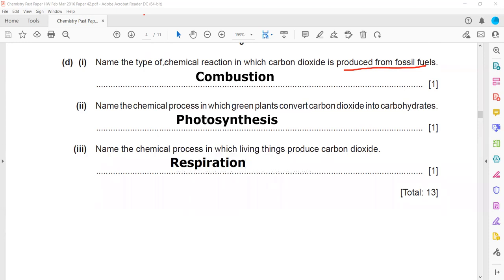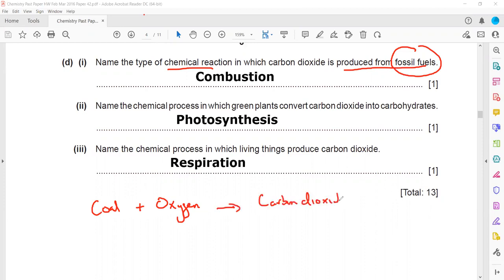The first part: name the type of chemical reaction in which carbon dioxide is produced from fossil fuel. Fossil fuel means something like coal. So when we have coal, we burn it in the presence of oxygen. It produces carbon dioxide. So what do we call this reaction when coal is burned in the presence of oxygen? We call that combustion, burning. Same thing, fossil fuel can be methane.